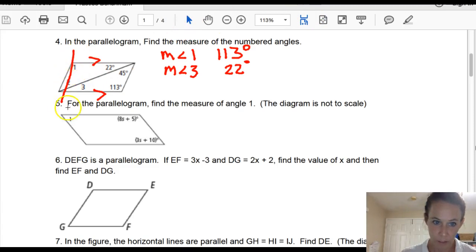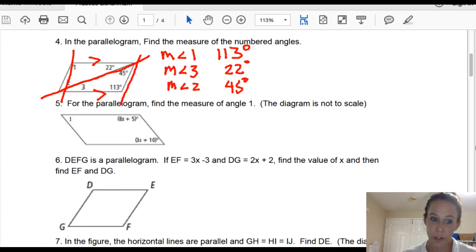That wasn't very good, but these are parallel. And this is the transversal right here. Let's see if I can draw that very good. And then these would be alternate interior angles. So measure of angle 2 and 45. Measure of angle 2 would be 45 degrees.